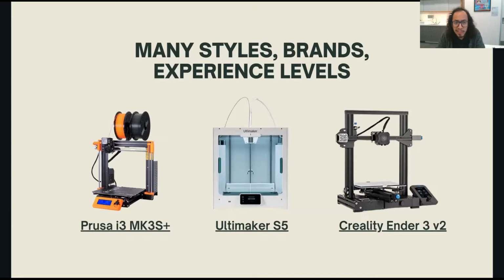So 3D printers come in many styles, brands, and experience levels. Prusa and Creality and Ultimaker have great resources online, either by the community or by the maker. Some of them are open source. For the Prusa, you can 3D print your own replacement parts. It's open source, so you can grab some upgrades and install them onto your printer by printing them yourself. The Creality is also one of the more popular ones.